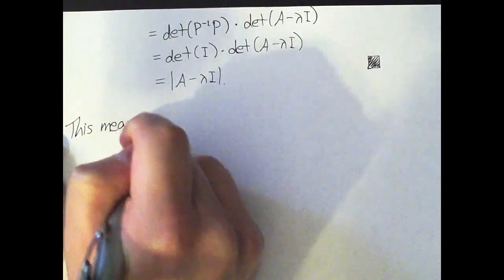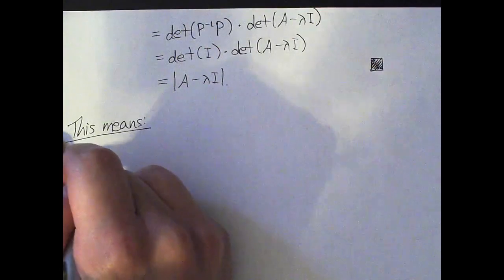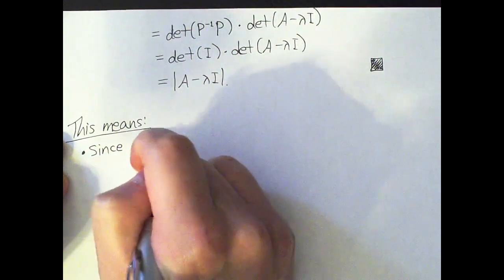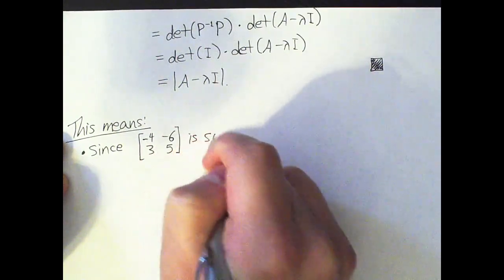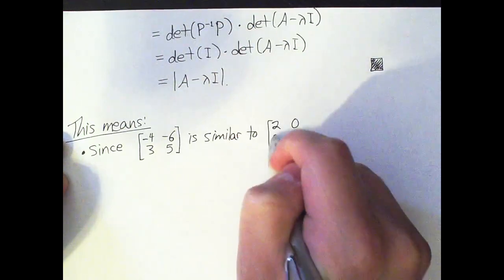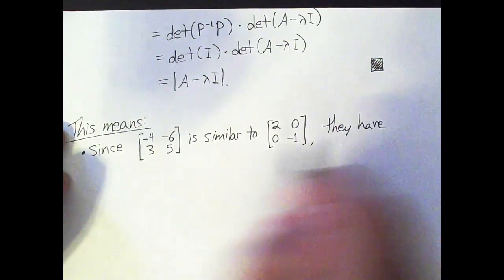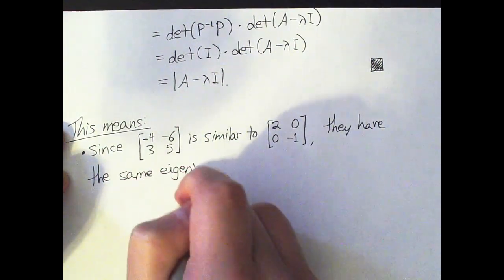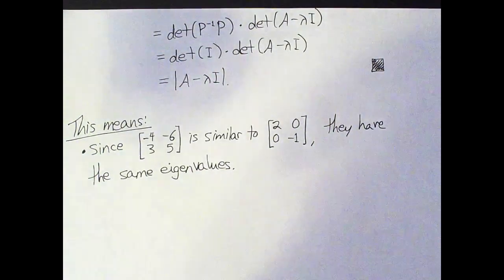What does this do for us? What does this theorem do for us? Well, I'm going to go back to that previous 2 by 2 example. Since [-4, -6; 3, 5] is similar to the diagonal matrix [2, 0; 0, -1], they have the same eigenvalues. From the theorem that we just said, similar matrices have the same eigenvalues.